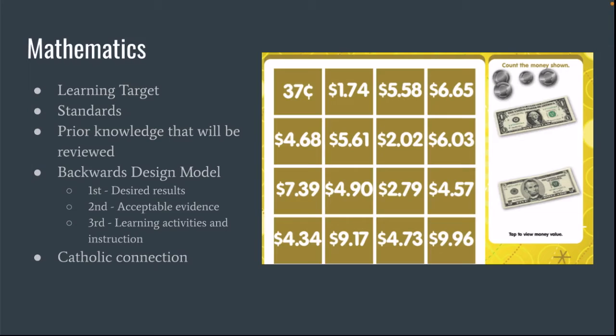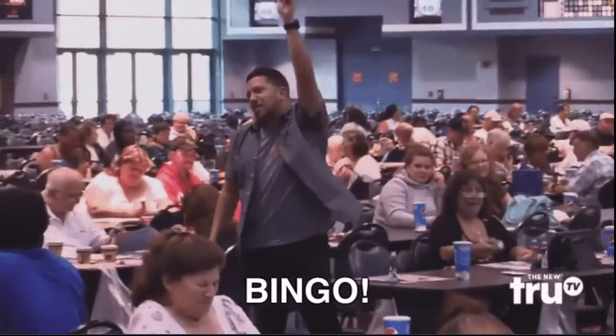To gather acceptable evidence, the teacher will have the students engage in a circle rotation activity, as well as a money bingo activity, and finally, a money word problem worksheet. An example of what the money bingo looks like is attached to the slide. The students have to count the bills and the coins on the right side and click the corresponding monetary value that the coins and the bills add up to be on the left side. The students continue to work on their money counting skills until they can yell, "Bingo!"